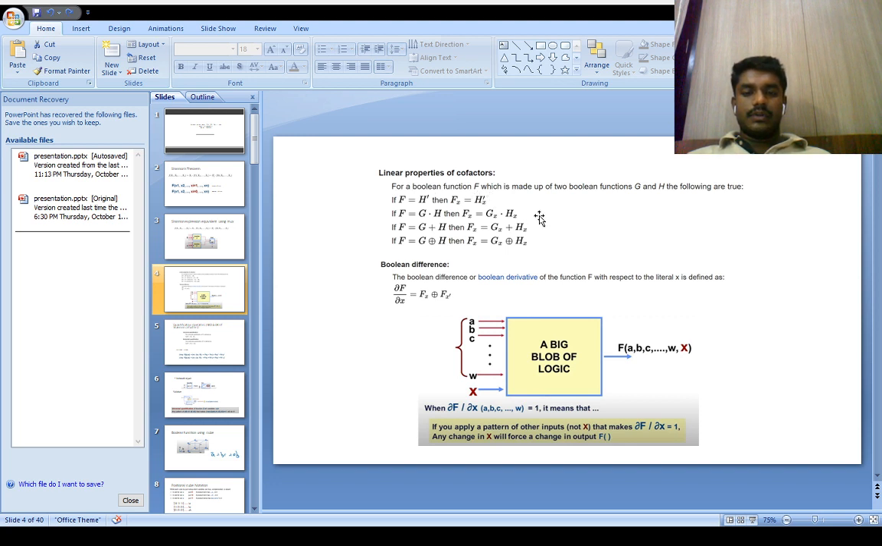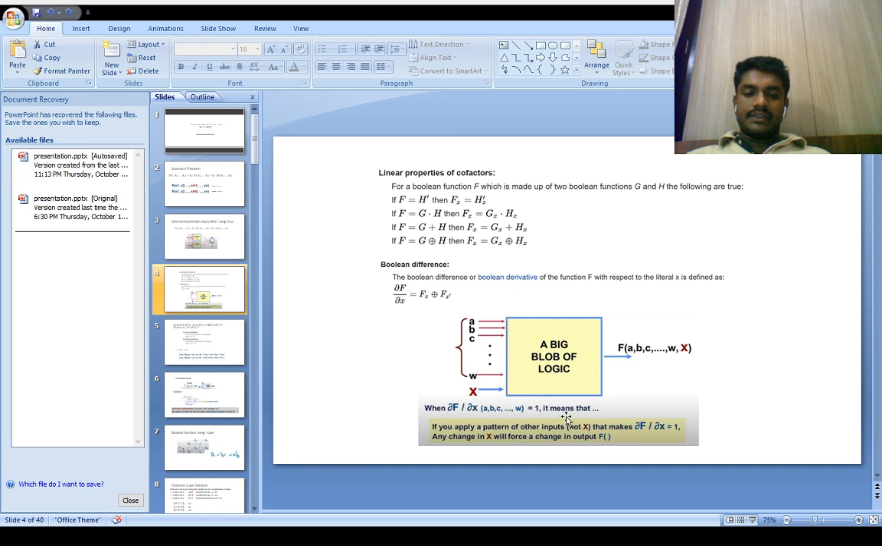And as we know, the Boolean derivative is like the derivative we have seen in maths, and now in Boolean expressions we can find the difference in the expression with the help of dou f by dou x. The Boolean difference or Boolean derivative of the function f with respect to the literal x is defined as dou f by dou x equals fx XOR fx bar.